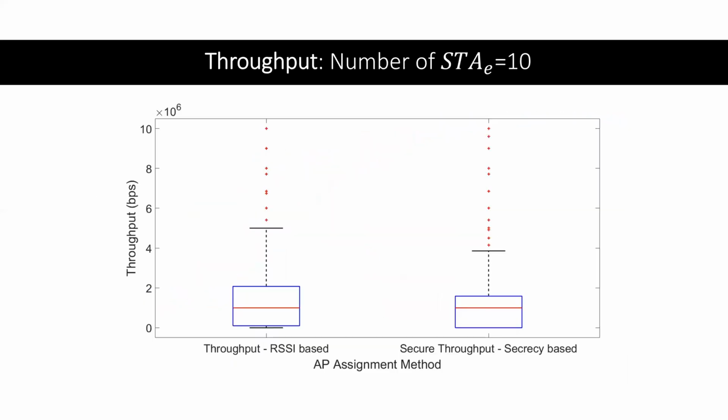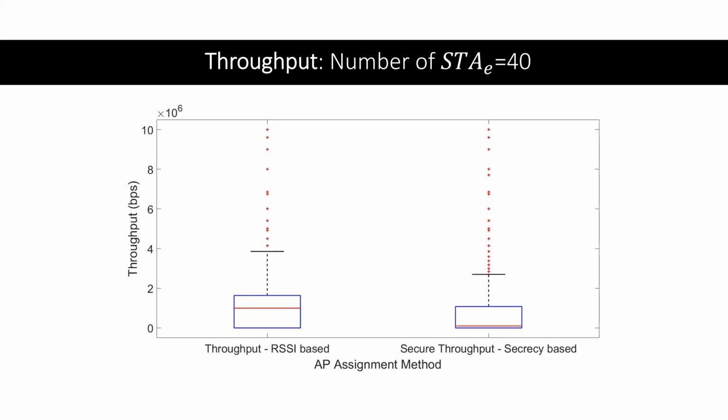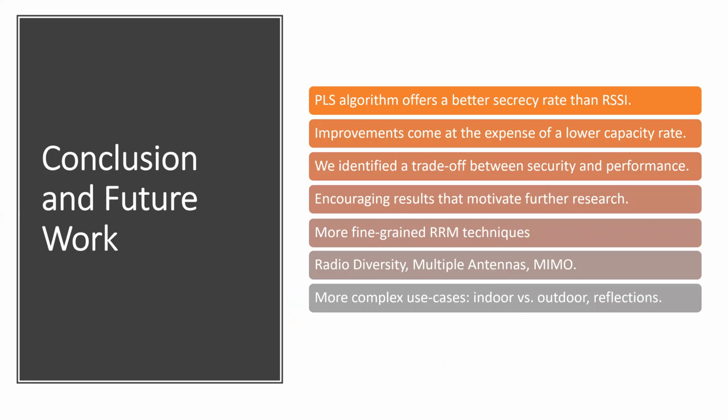This is later also validated on the throughput. We notice that the RSSI-based algorithm offers slightly better throughput than our secrecy-based algorithm, and the difference becomes bigger as the number of eavesdropping stations increases. This essentially means that our secrecy-based algorithm, which is based on physical layer security, offers a better secrecy rate than RSSI, but this comes at the expense of capacity or communication performance. Essentially, what we've done here is identify the trade-off between security and performance.